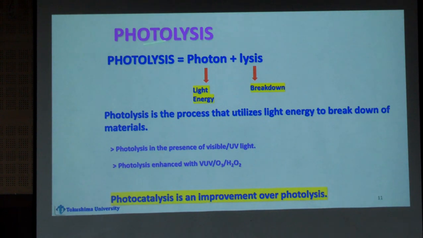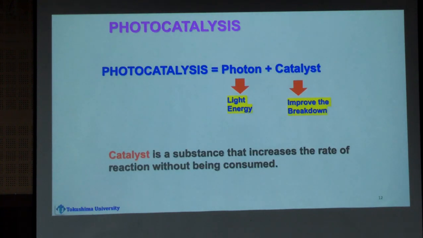In photolysis, we are just using visible or UV light, and sometimes we add ozone or hydrogen peroxide. Photocatalysis is the improved version of photolysis. In photolysis, light breaks down material. And now you are adding cata. What does cata mean? Cata means catalyst.